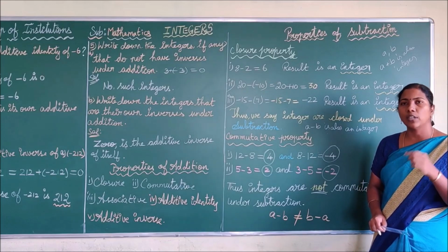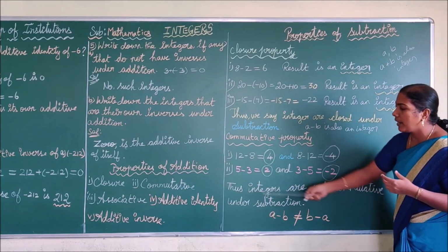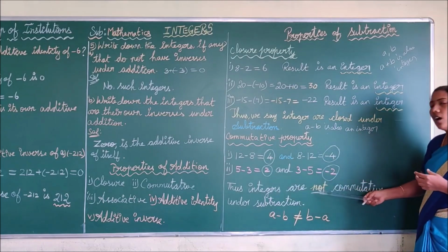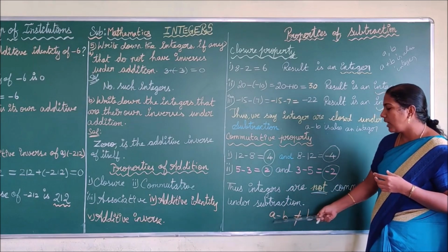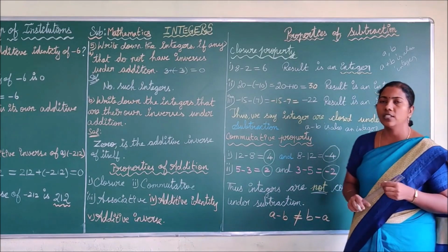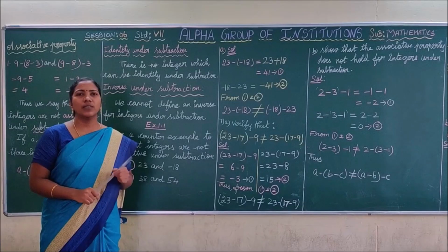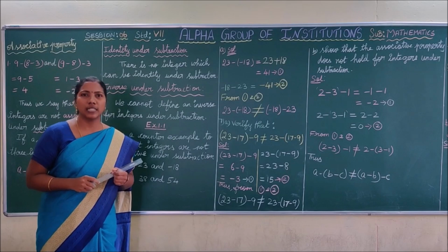But in the case of subtraction, the commutative property does not hold. So you have to write: thus integers are not commutative under subtraction. Similarly, we will write a minus b not equal to b minus a. It's clear, children? Next, we are going to see the associative property for the operation subtraction.